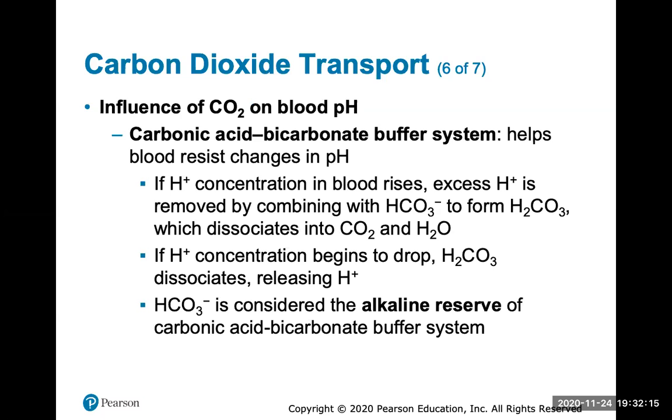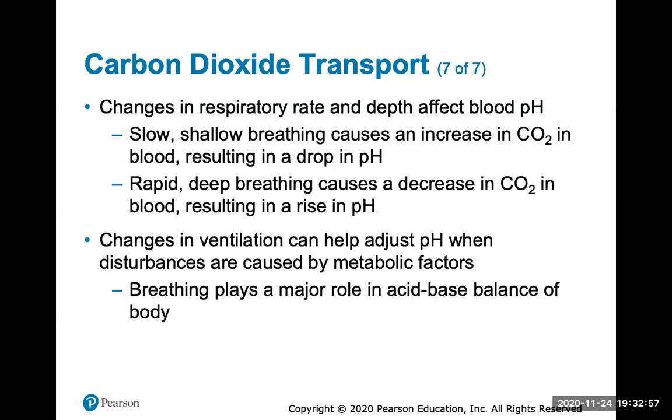And I really want to talk about the influence of carbon dioxide on blood pH. We have this carbonic acid-bicarbonate buffer system, which helps the blood resist changes in pH. If hydrogen ion concentration in the blood rises, excess hydrogen ions are removed by combining with bicarbonate ion to form carbonic acid, which will eventually dissociate into carbon dioxide and water. And if hydrogen ion concentration begins to drop, the carbonic acid will dissociate, releasing hydrogen. So we get this buffer system due to how carbon dioxide is transported in the blood.